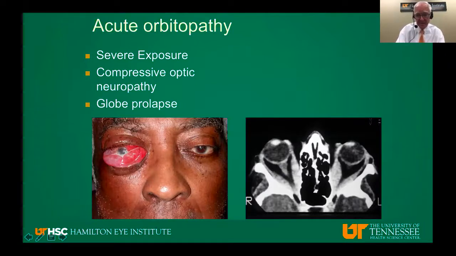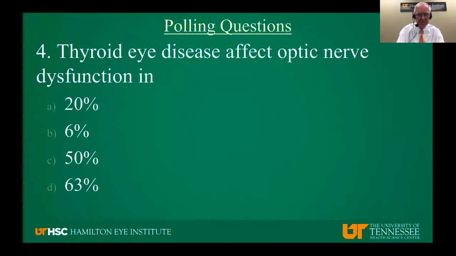It's a compartment syndrome. Here you have an orbital compartment and you're compressing this compartment. There's compression of the optic nerve. There's marked proptosis. These people are in real trouble. They can prolapse the globe in front of the lids. Real trouble. So the question is, thyroid eye disease affects the optic nerve dysfunction in what percent? And I may have given away the answer. So y'all get a free one on this one.